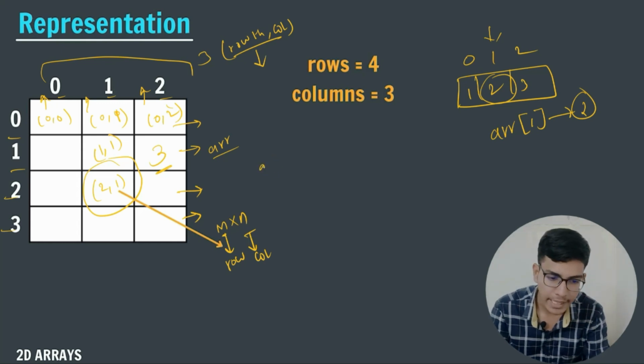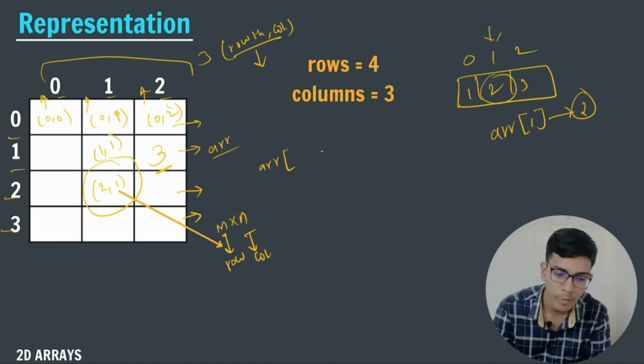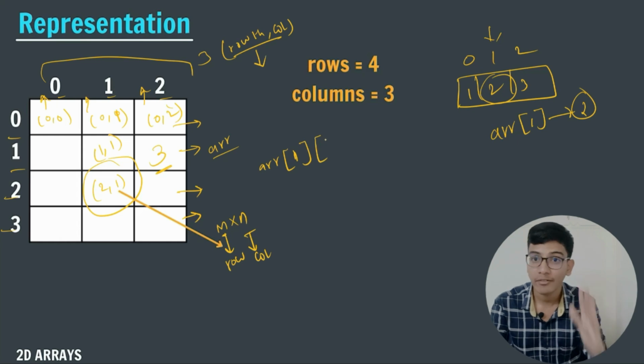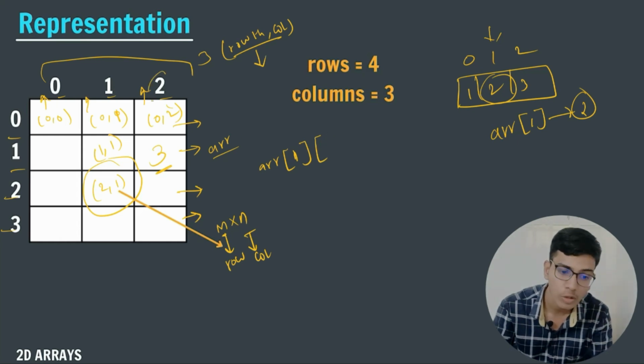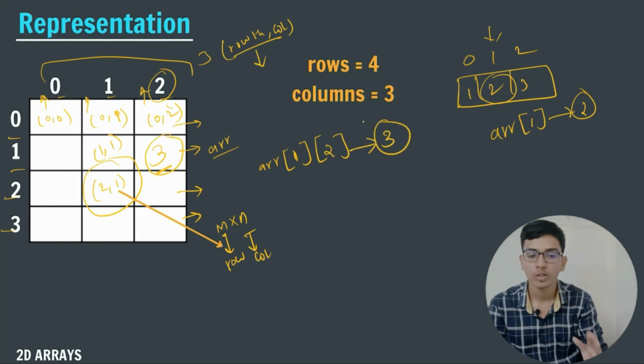So I can write ARR, square bracket, here this is the first row, right? I am going to write the row, then after it again a square bracket for the column. The column number is 2, so I will write 2. This will give me this particular element, which is 3. So this is how I can represent or locate a particular block in my two-dimensional array.